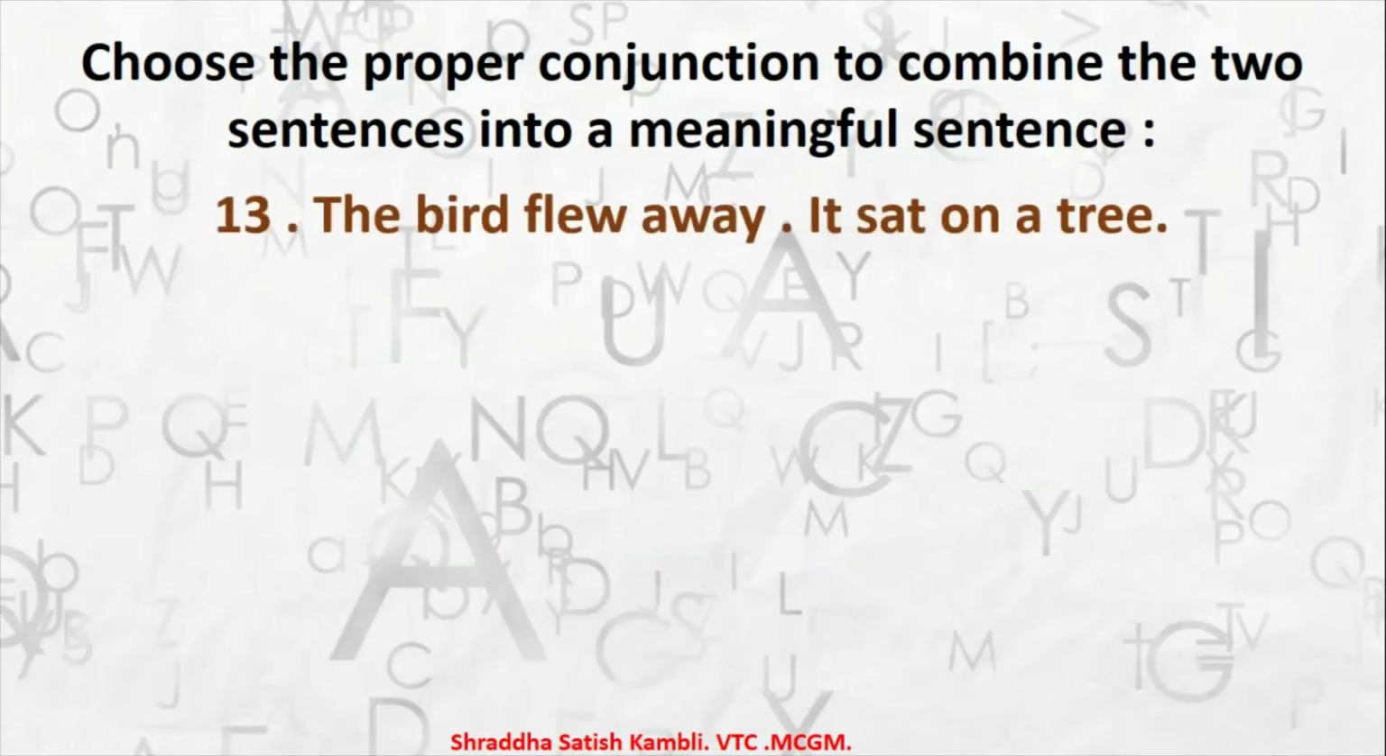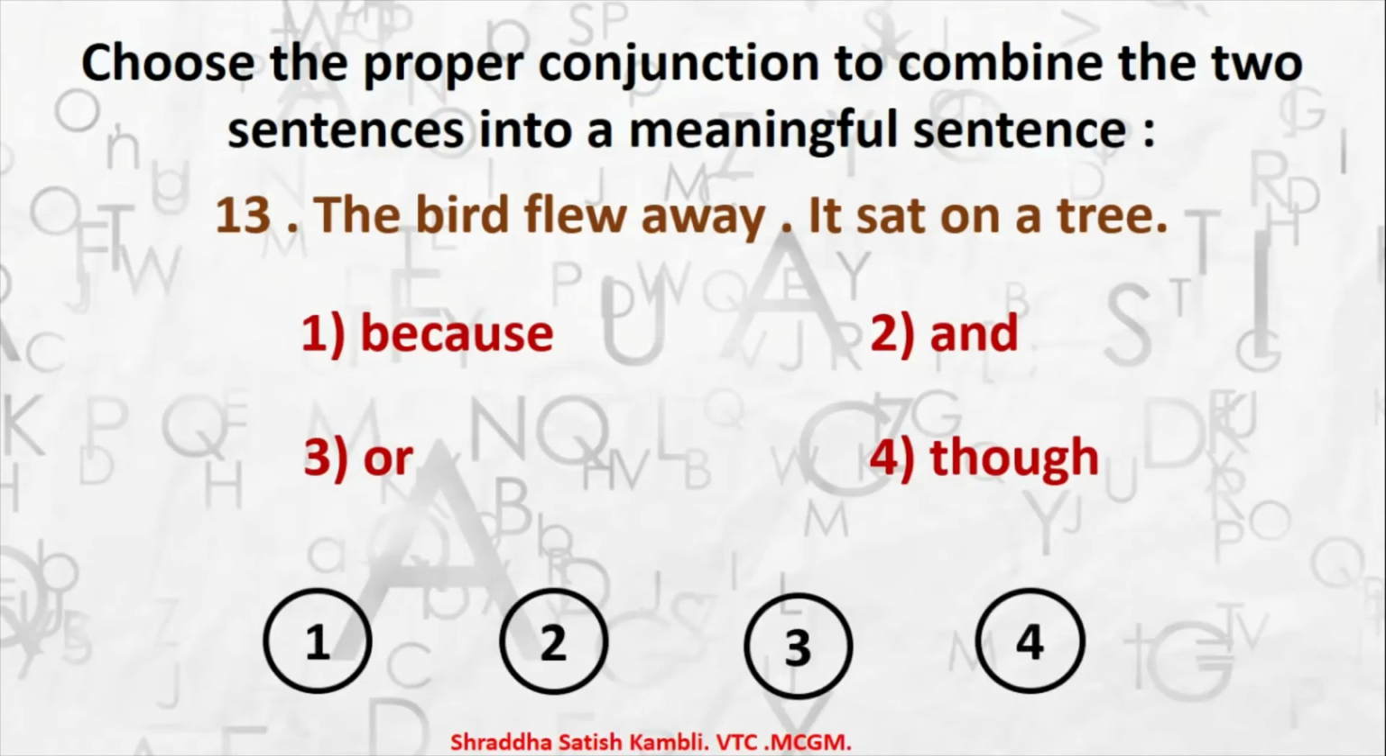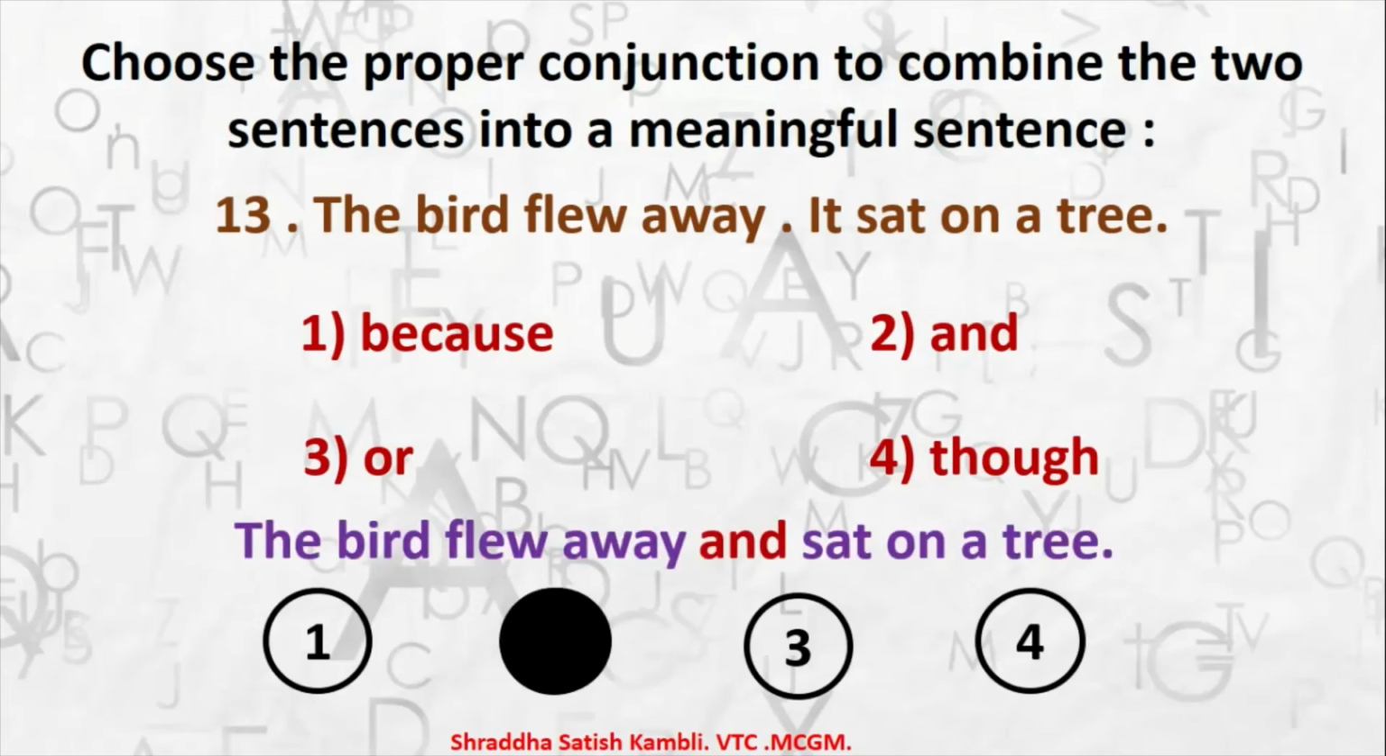Example number 13. The bird flew away. It sat on a tree. So the bird flew away because it sat on a tree. The bird flew away and it sat on a tree. The bird flew away or it sat on a tree. The bird flew away though it sat on a tree. So which one is the correct one? The bird flew away and it sat on a tree. So you will write it as, the bird flew away and it sat on a tree. So you join these two sentences together.